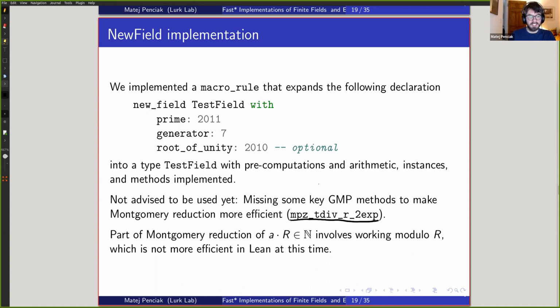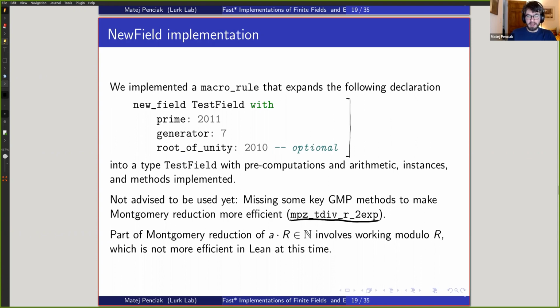So there's a little bit of work that needs to be done in order for this implementation to be as fast as Nats. But for now, it's still usable. It's not that much slower, but it doesn't provide the performance benefits that you would hope from Montgomery reduction.